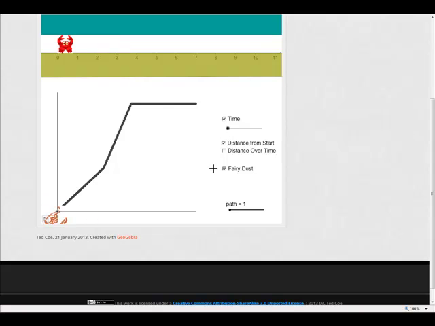So let's reset this and take a look at another path. The crab is going to do a different path, but we're still going to keep track of the same thing. First we'll do time, which doesn't change, right? Time is not affected by anything. I'm going to remove the fairy dust, and we're going to start over.